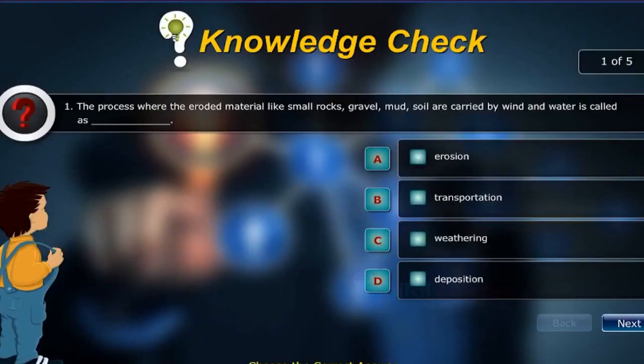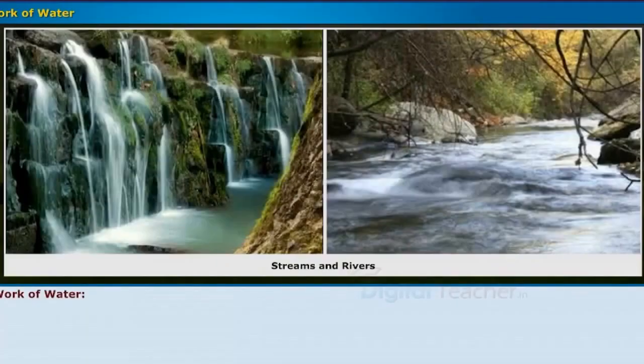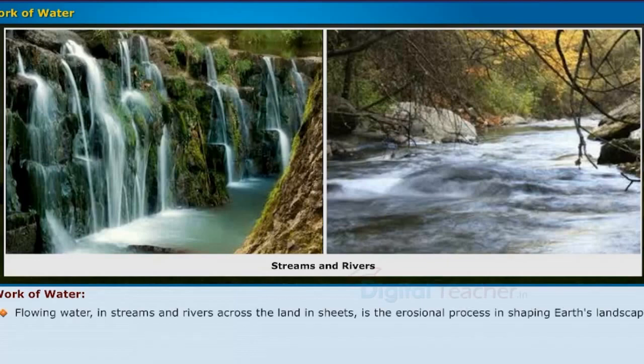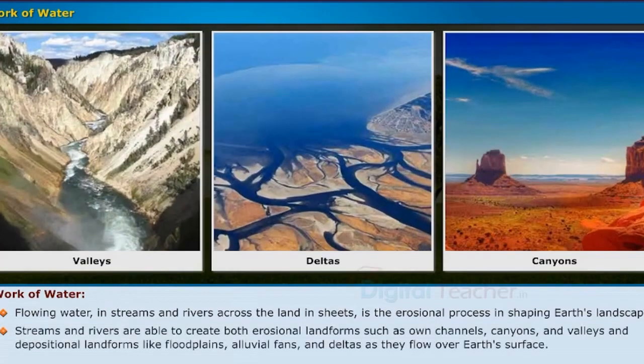Knowledge. Now, let us see the action of water on the lithosphere. Flowing water in streams and rivers across the land in sheets is the erosional process in shaping Earth's landscape. Streams and rivers are able to create both erosional landforms such as channels, canyons and valleys, and depositional landforms like floodplains, alluvial fans and deltas as they flow over Earth's surface.